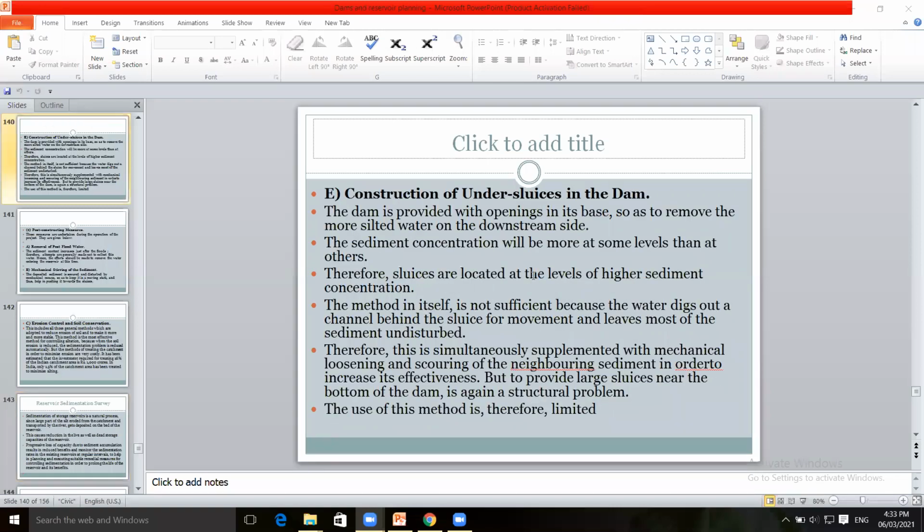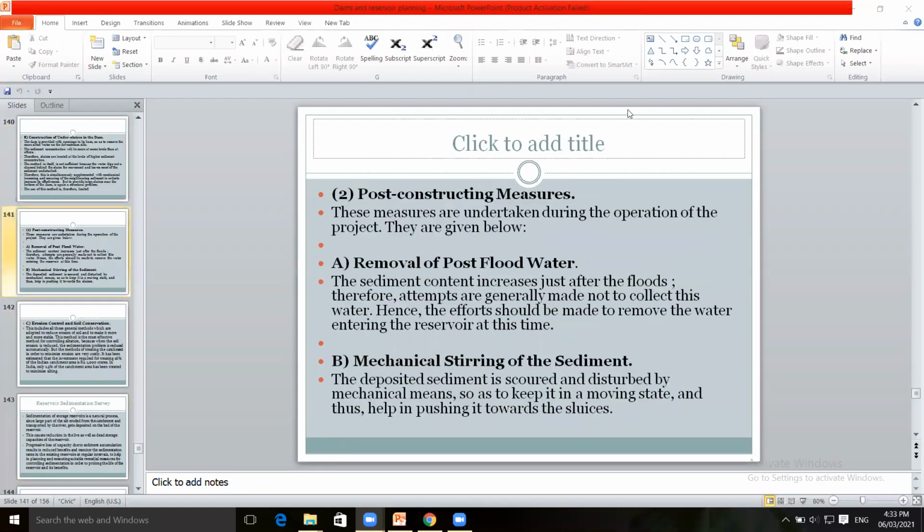Then, after this second step, the post-construction measures are taken during the operation of the project. Next, the first one is removal of the post-flood water.